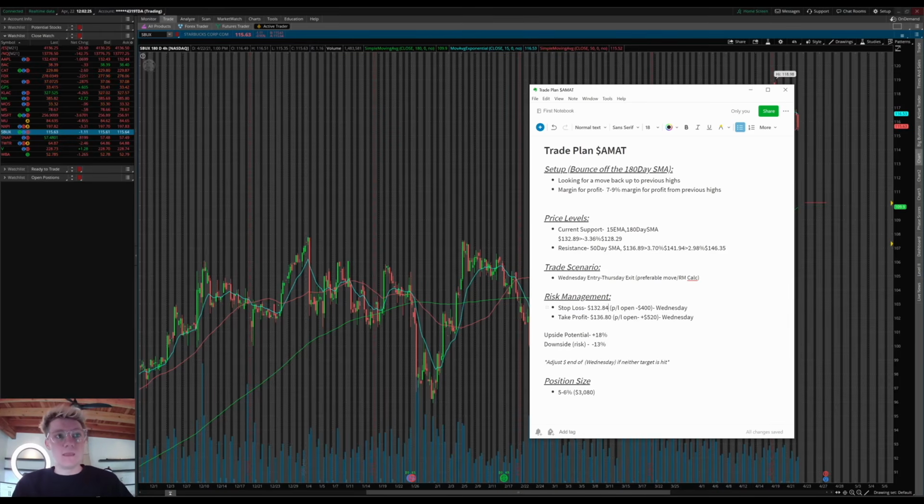So to simplify, I've identified that my stop loss is going to be at $132.84. And my P&L open, I'm going to be down $400 on Wednesday. Essentially what this means is I'm going to have my stop loss set at $132, and if I hit that stop loss, I will be down negative $400. I've done these calculations on Wednesday.